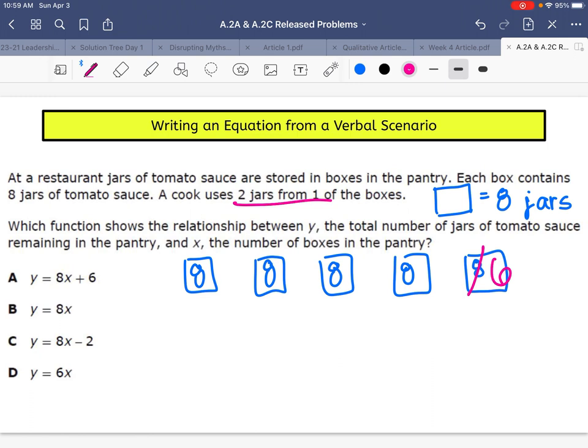So just by looking at my visual, I can see the rate of change: going from how many boxes I have to how many jars, each box has 8. So to find the number of jars, I can take 8 and multiply it by x, the number of boxes. But I can't forget that I have this last box that only had 6 because the cook already used 2 of them. So here, my answer choice would be A, because it has that slope of 8, that rate of change of 8, and that initial value or constant of 6.